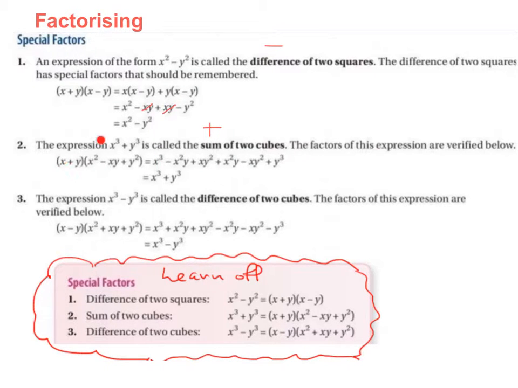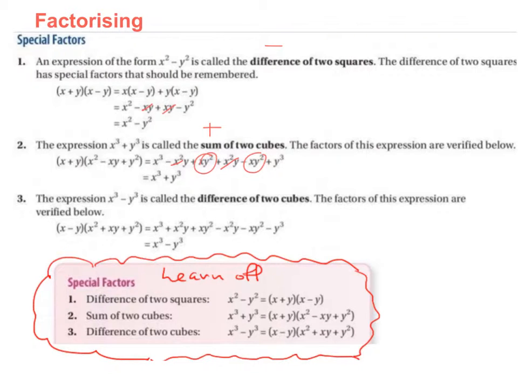x by x squared is x cubed, x by minus xy is going to be minus x squared y, x by y squared is going to be xy squared, y by x squared is going to be x squared y, y by minus xy is going to be minus xy squared, and y by y squared is going to be y cubed. Now the minus x squared y and the plus x squared y will cancel, and the plus xy squared and the minus xy squared will also cancel, and that leaves me with x cubed plus y cubed.